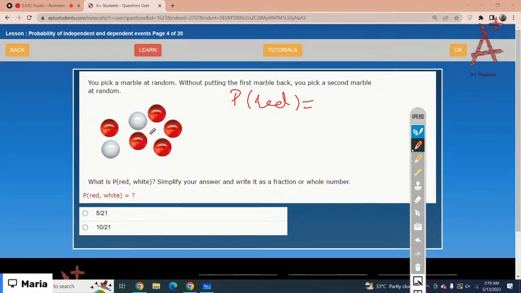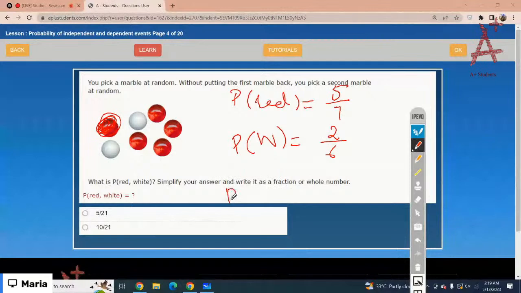You have 1, 2, 3, 4, 5, 6, 7 marbles. Of those, 5 are red. So you have 5 out of 7 options. For the second pick, you didn't put the first one back. Now you have 6 marbles, because the one you selected you didn't put back. So for the white, you have 2 out of 6.